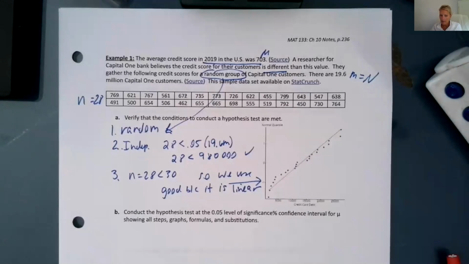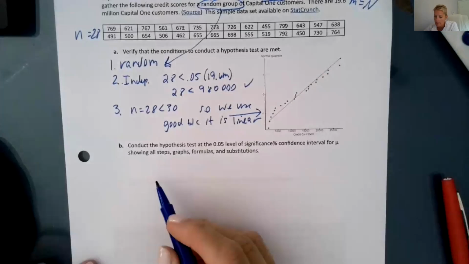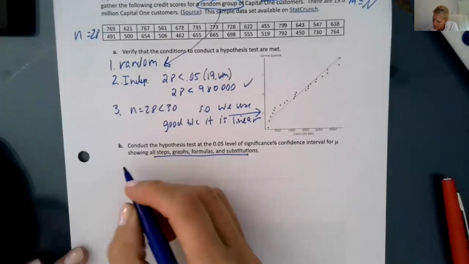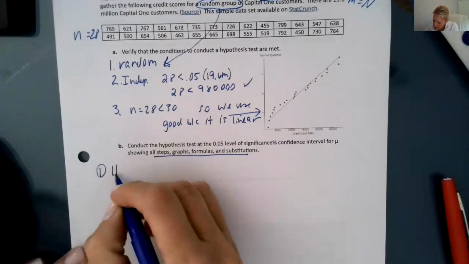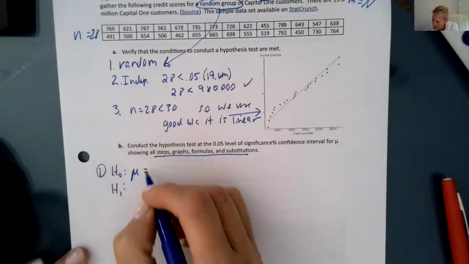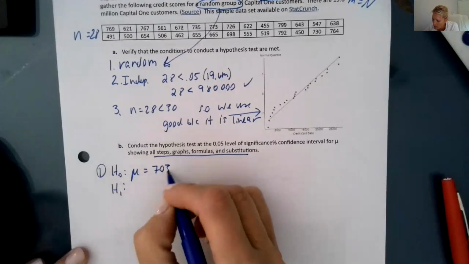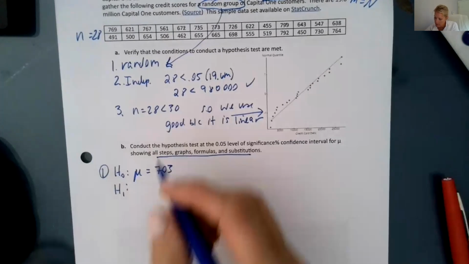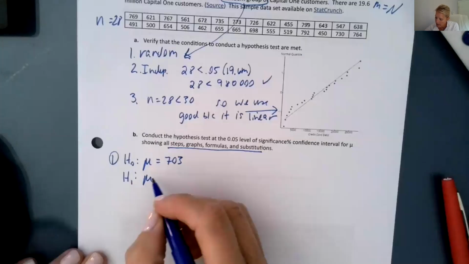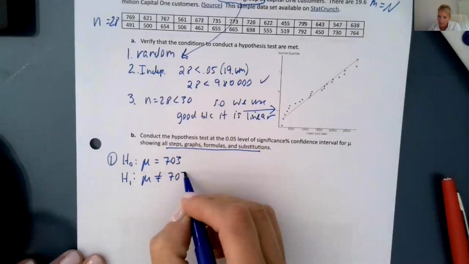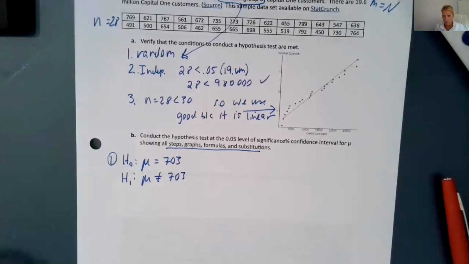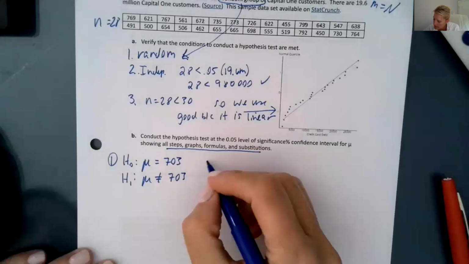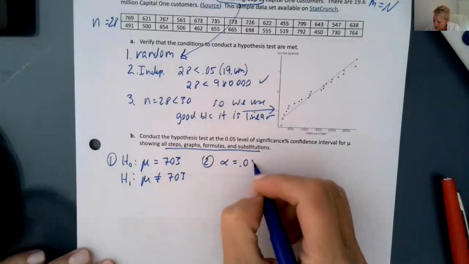Okay. So B says, go ahead and conduct the hypothesis test at that 0.05 level of significance for the mu, showing all steps, graphs, formulas, and substitutions. So our first step is our hypothesis statement, and we are testing the mean, and they think the population mean back in 2019 was 703, the national credit score for their Capital One customers. And now they believe it's something different. So a not equal to 703. And then remember that step 2 is our alpha, and that level of significance is equal to 0.05.